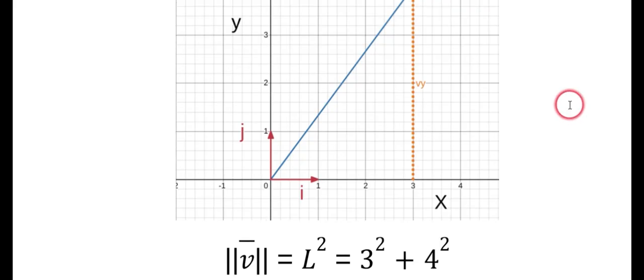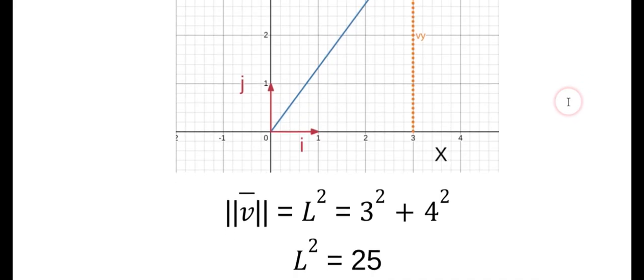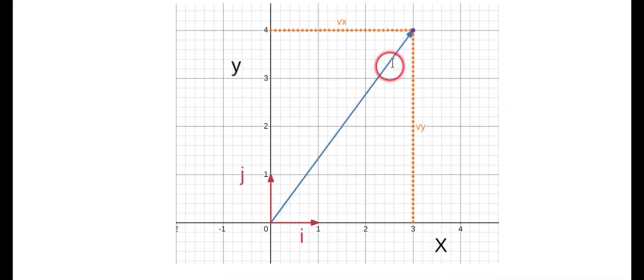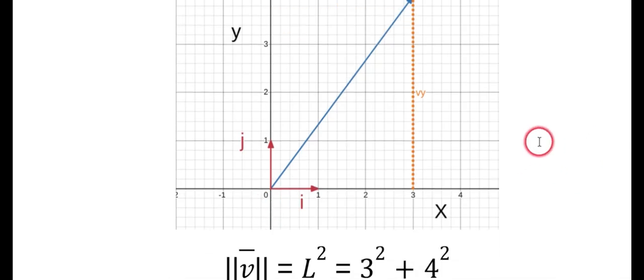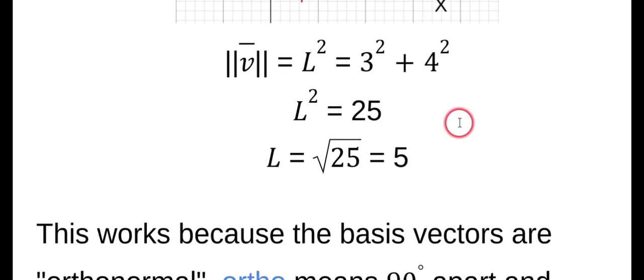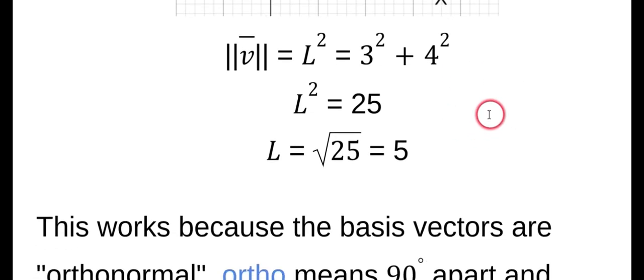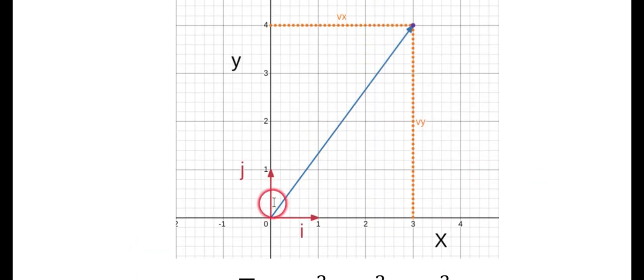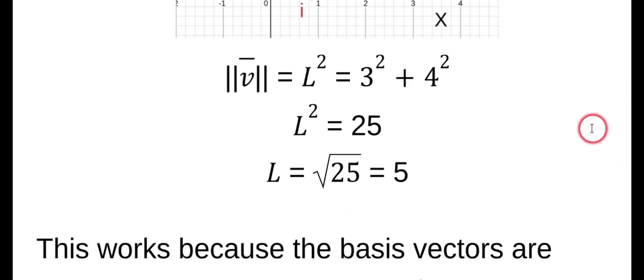Well, it's the hypotenuse squared. All right, we take the square root of it and we get 5. So the length of this vector is 5 units, whatever they are. Units of length, okay? Now, this works because these basis vectors in the Cartesian coordinates are called orthonormal. Ortho means they're 90 degrees apart, and normal means their unit length is 1. So these basis vectors are 90 degrees apart, and you see they're 1 unit long, okay? That's why this simple equation works.